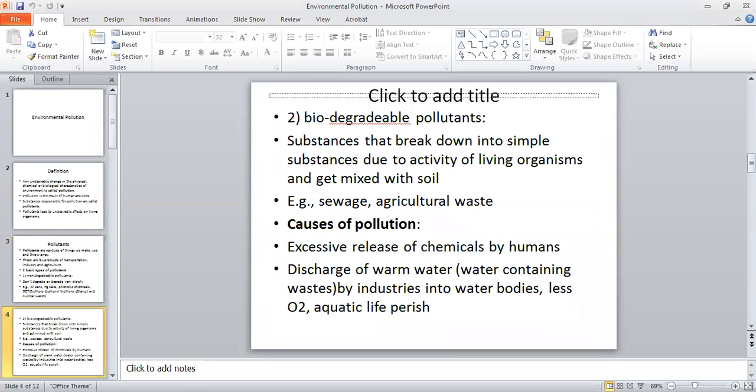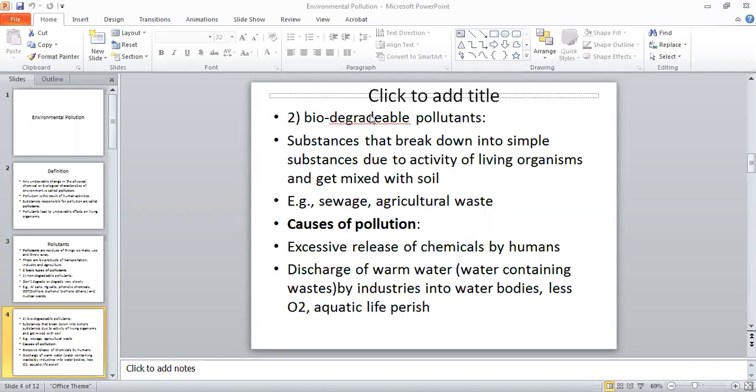The second category of pollutants is biodegradable pollutants. Now you see here the term bio is being used. So what does it mean? It means that there may be certain organisms which are able to break down these pollutants. That's why they are called biodegradable. These are the substances that break down into simple substances due to the activity of living organisms.